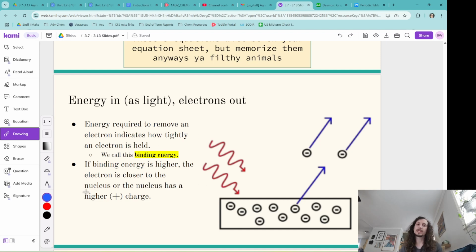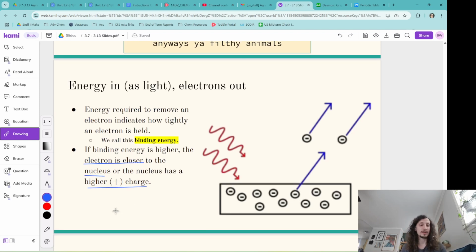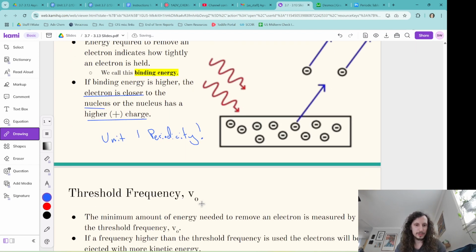Now, because of that, we can make some connections between things we already know about atomic structure, like when an electron is closer to the nucleus, or that nucleus has a higher positive charge, so something with 20 protons as opposed to 10 protons, the binding energy for those electrons is going to be greater because that effective nuclear charge is greater. So all that stuff is like unit 1 periodicity stuff. Definitely worth a review for how we think about those qualities of atomic structure.